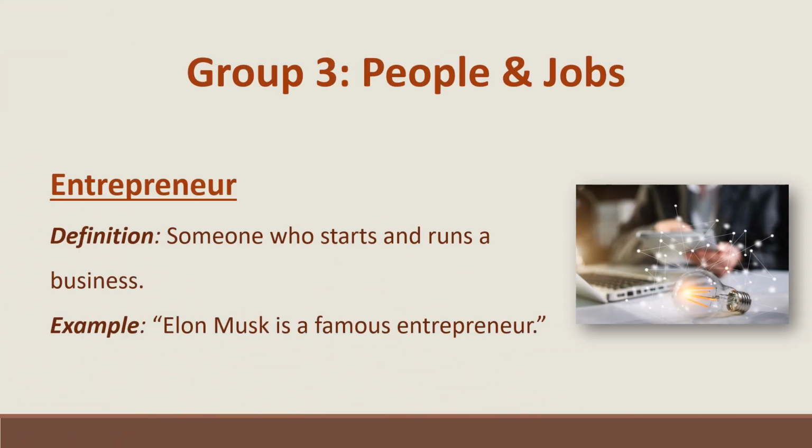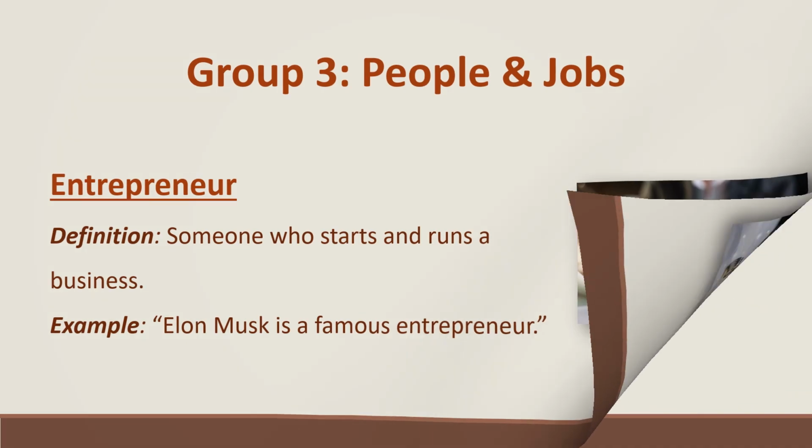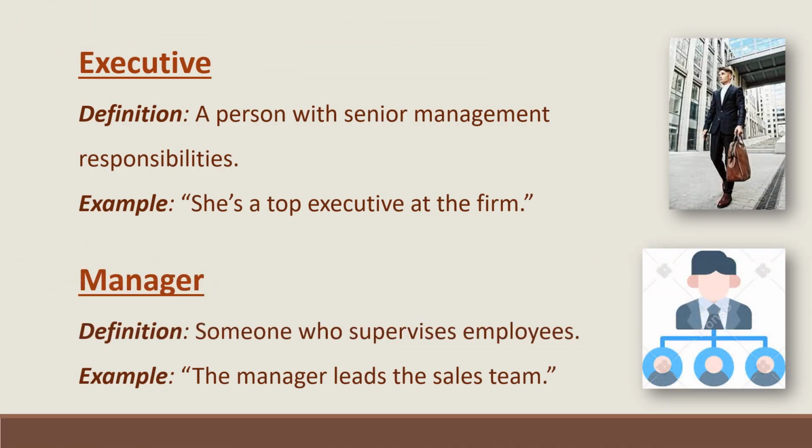Let's move on to people and jobs. Our first word is entrepreneur. An entrepreneur is someone who starts and runs a business. Example: Elon Musk is a famous entrepreneur. Next, executive. An executive is a person with senior management responsibilities. Example: she's a top executive at the firm.